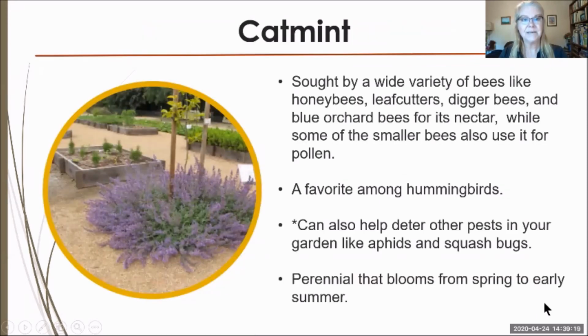And then catmint. So this is sought by a wide variety of bees like honeybees, leafcutters, digger bees, blue orchard bees for its nectar, and then some of the smaller bees also use it for its pollen. So if you ever go over to Haagen-Dazs Honeybee Haven, they have this over there, and you can just see every type of bee on this plant. It's beautiful. This one can also help deter other pests in your garden like aphids and squash bugs. So it's kind of multi-purposed. This is a perennial that blooms from spring to early summer.